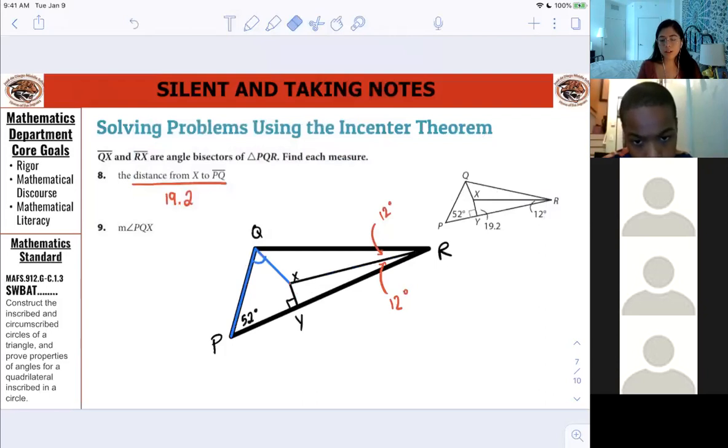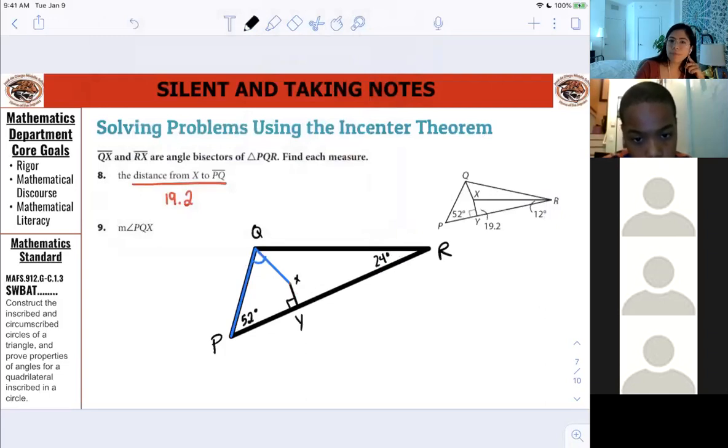Angle R. Is that 24? Yeah, 24, because the whole thing has to be 24. Oh yeah, so before it was cut in half. Yeah, so now let me simplify everything. Let me label only what I know. So I know this is 24. I know the other one is 52. And what do I know about QX?